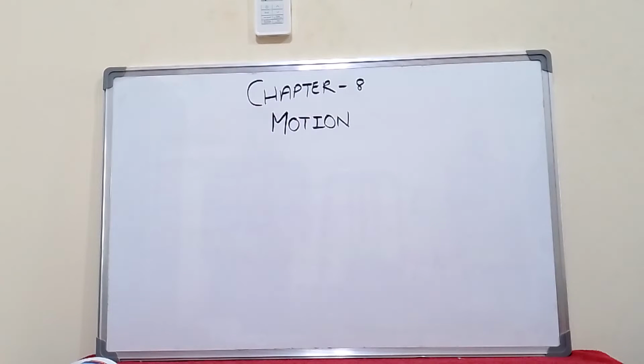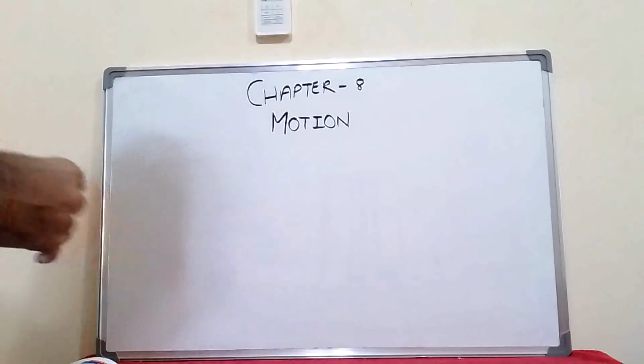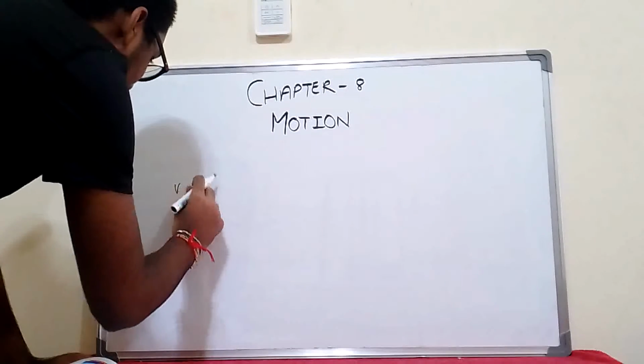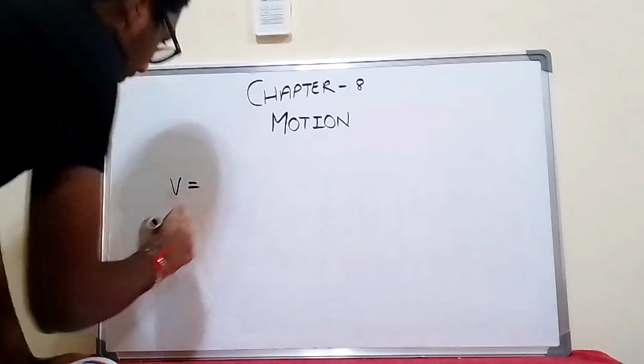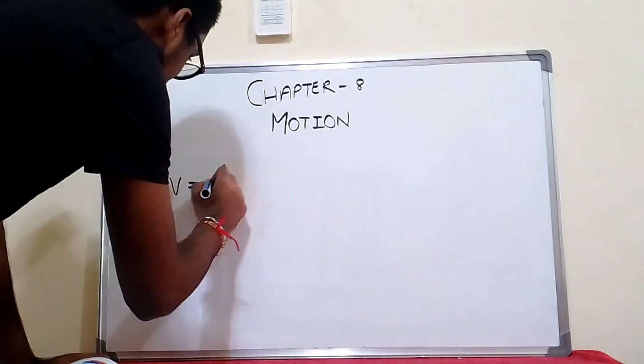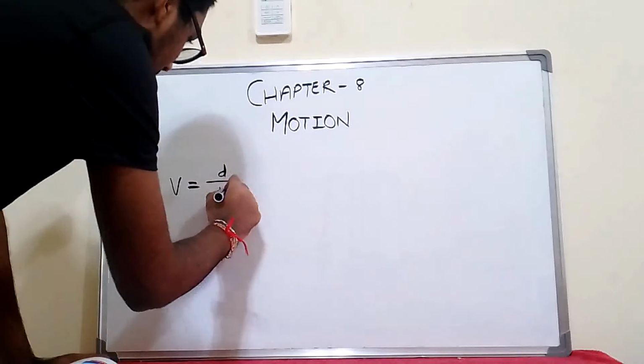So what is speed? Speed is the distance covered per unit time, and it's a scalar quantity, which means it doesn't have any direction, it's only magnitude. So when you want to know the speed of a car, we have to use the word speed. What's the formula of speed? Speed is often denoted with v, v equals distance d upon time t. So this is the formula.